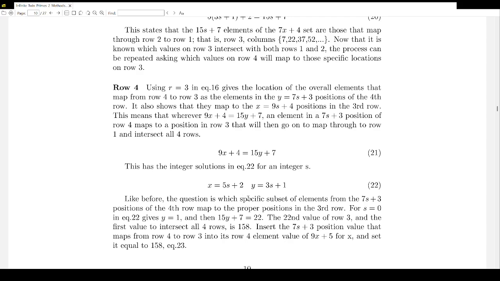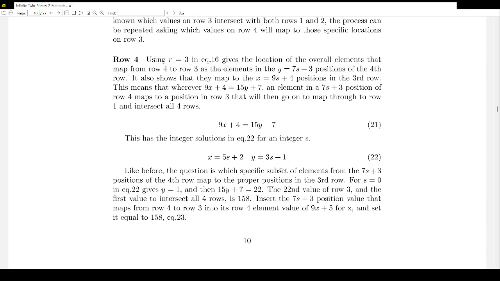And we're just repeating what we did, and we're going to get familiar with doing this. Like before, now the question is which specific subset of elements from those 7s plus 3 positions of the 4th row will map to those proper positions in the 3rd row, these proper positions that meet that requirement. For s equals 0, same as we did before, but now we're using it in these generating functions. That gives y equals 1, and then 15y plus 7 equals 22.